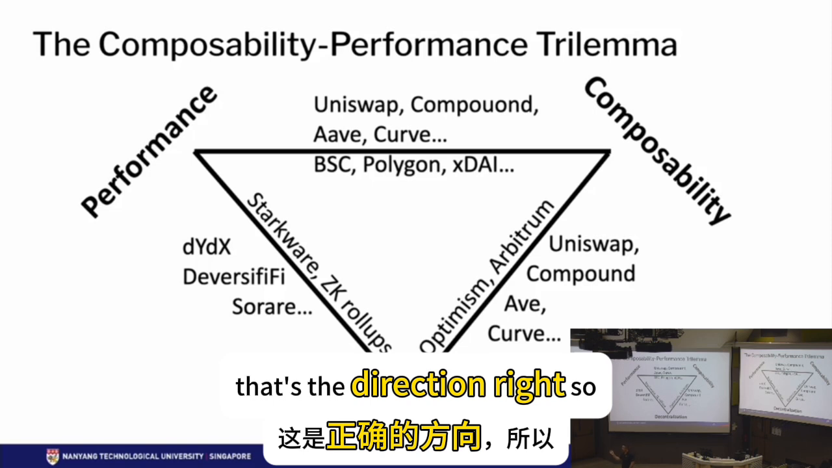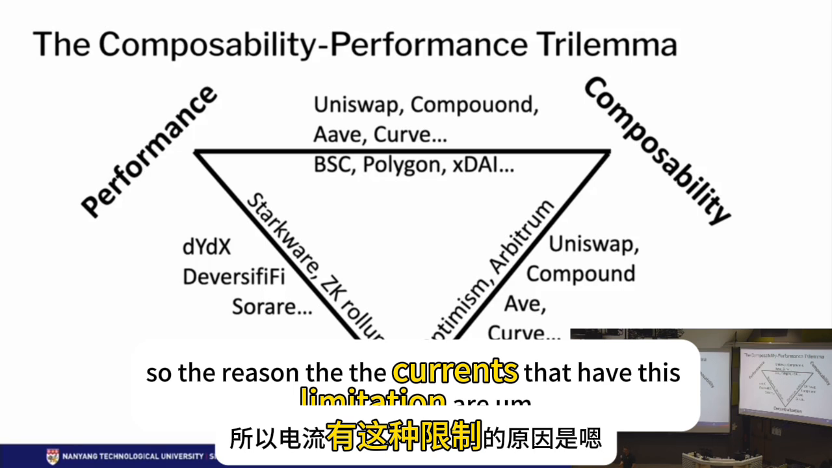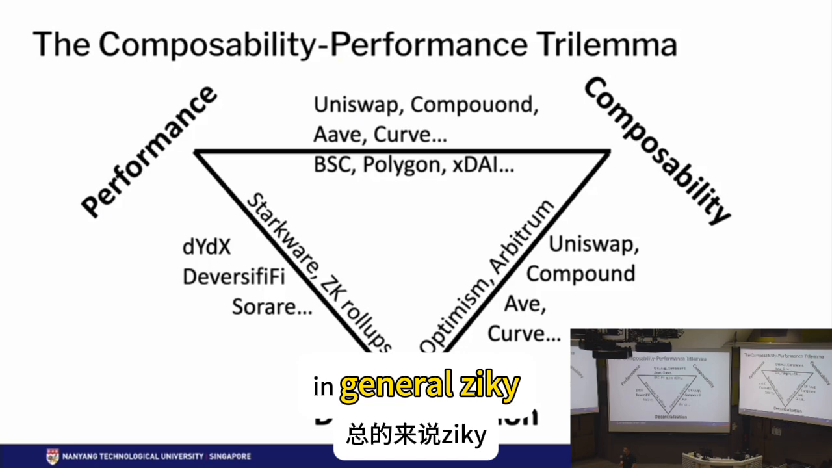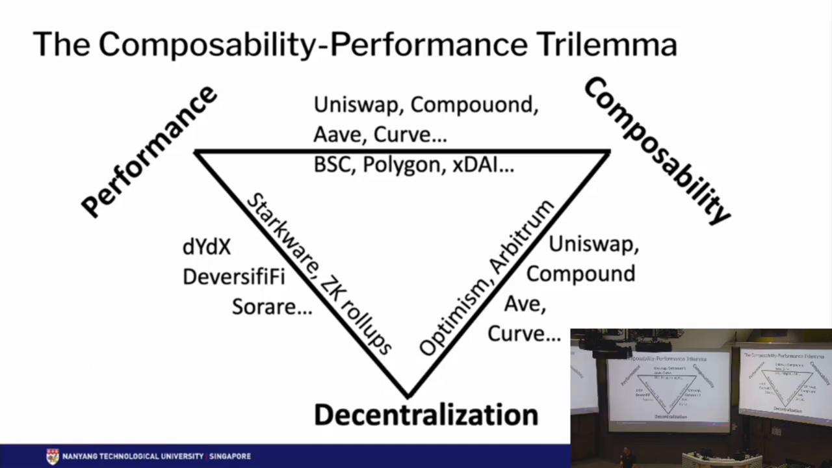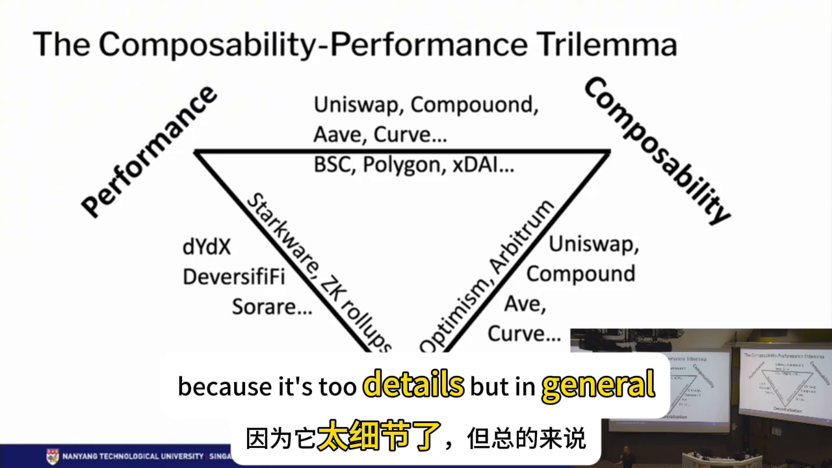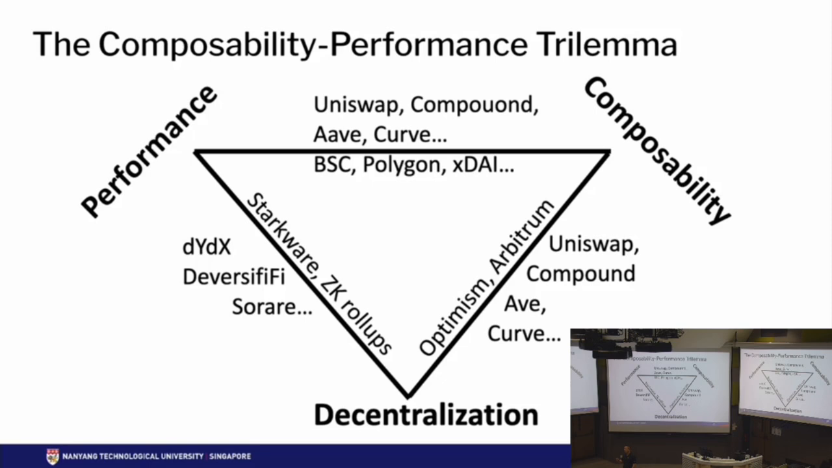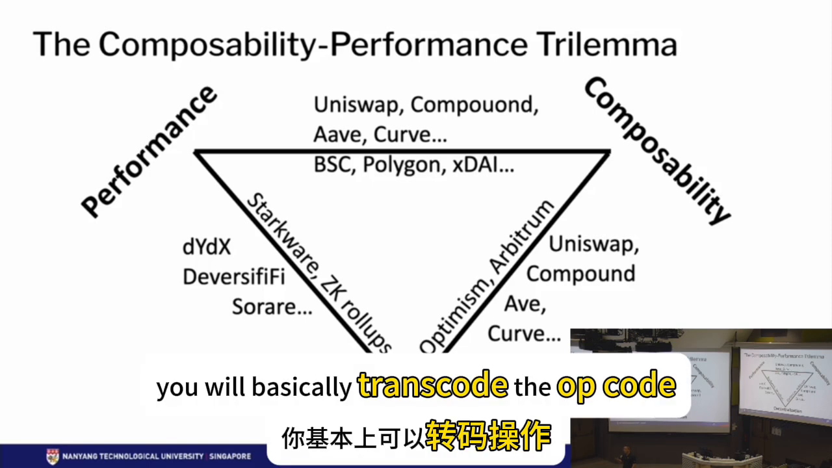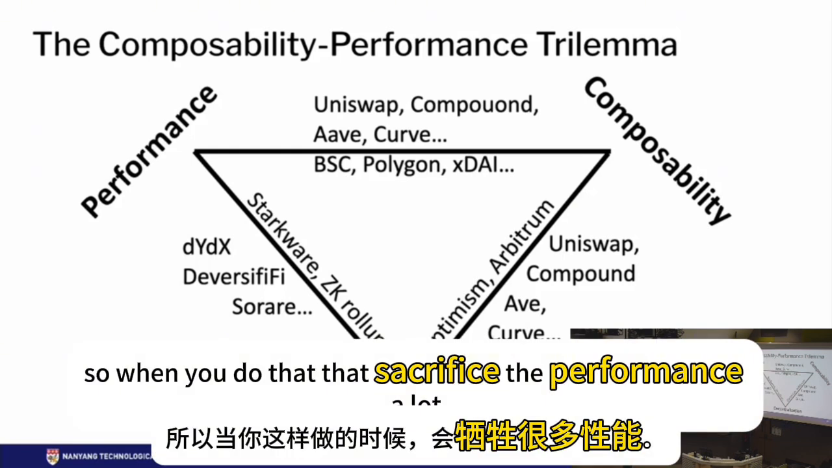That's the direction, right? So everyone is trying to achieve that. The reason they currently have this limitation is that, in general, ZK EVM and ZK VM are two different directions. We won't go through that part in this lecture because it's too detailed. But in general, when you run a ZK EVM, you will basically transcode the opcode, which is the Ethereum, to a circuit. So when you do that, they sacrifice the performance a lot.